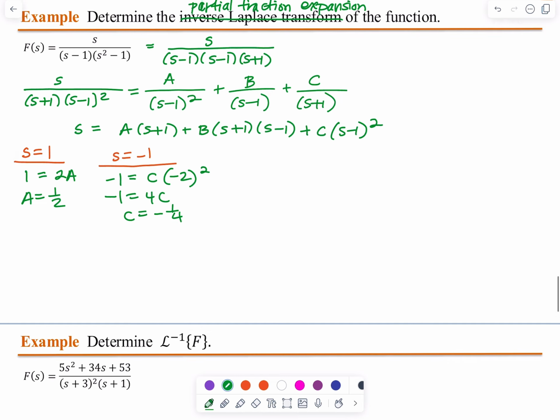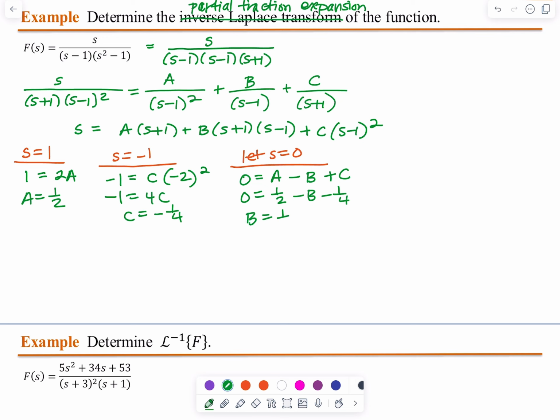So with that, we could let s be anything we'd like. I'd like to go ahead and just let s be 0 if we want. And that makes it easy. So we have 0 is equal to a plus, and that would be a negative b, minus b plus c. And we have 0 equals 1/2 minus b minus 1/4. So we can say b is equal to 1/4.